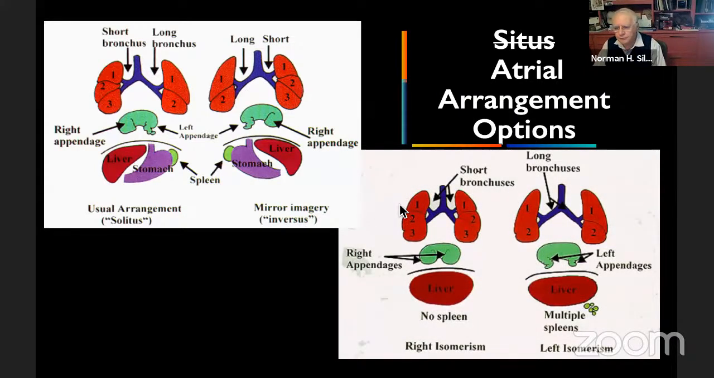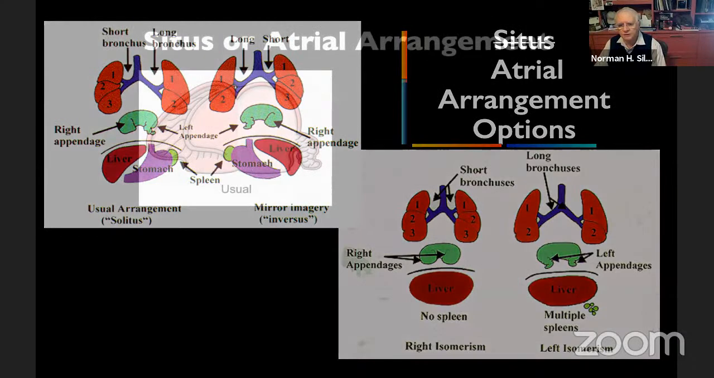In the two examples of heterotaxy, we have what I like to call double right-sidedness. 2 right bronchi, 2 right lungs, 2 right atrial appendages, a central liver, and no spleen is the usual case. And the left-sided, with 2 long left bronchi, 2 left lungs, 2 left atrial appendages, a more normal liver, but with multiple spleens. So that's the usual characteristic of isomerism.